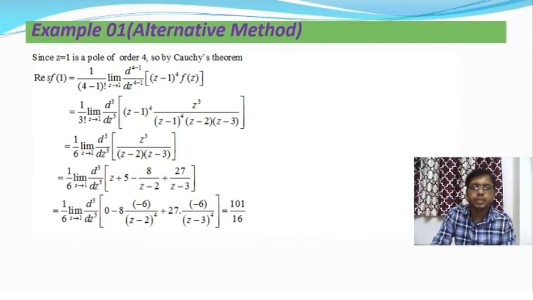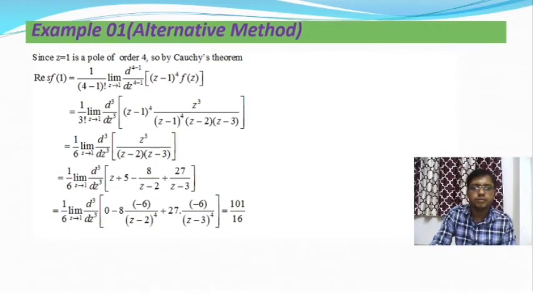Now we differentiate this equation with respect to z. So 0 minus 8 into minus 6 by (z minus 2) whole to the power 4 plus 27 into minus 6 by (z minus 3) whole to the power 4. And if we put z is equal to 1, from this we will get the value of this limit, and it will give 101 by 60. Okay, so this is the residue, the alternative method for finding the residue at z is equal to 1.